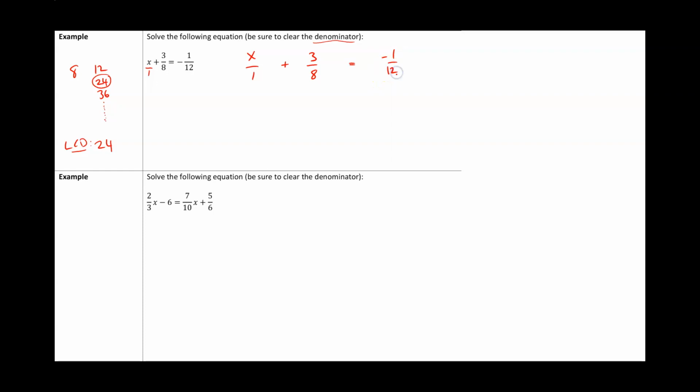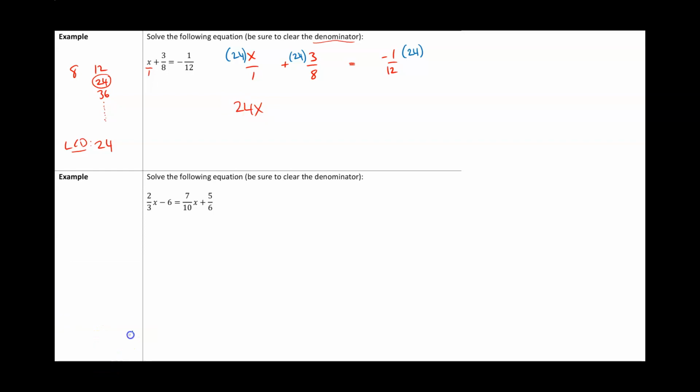And what I'm going to do is multiply every single numerator of every single term by 24. So the x gets multiplied by 24, the 3 over 8 gets multiplied by 24, and the negative 1 over 12 gets multiplied by 24. Okay, so what does that leave us with? We got 24 times x, that is 24x.